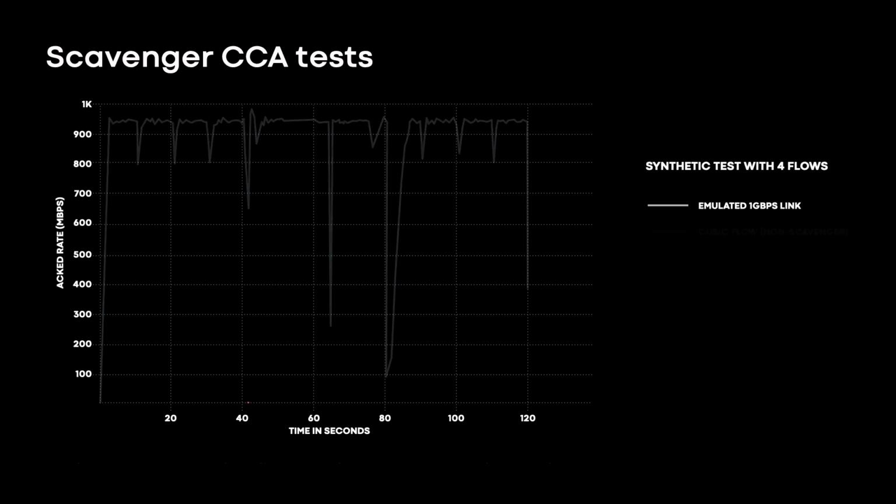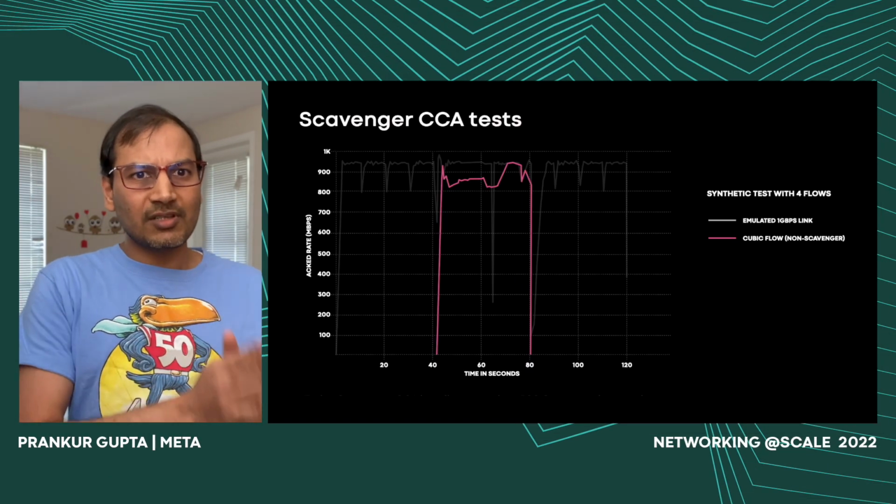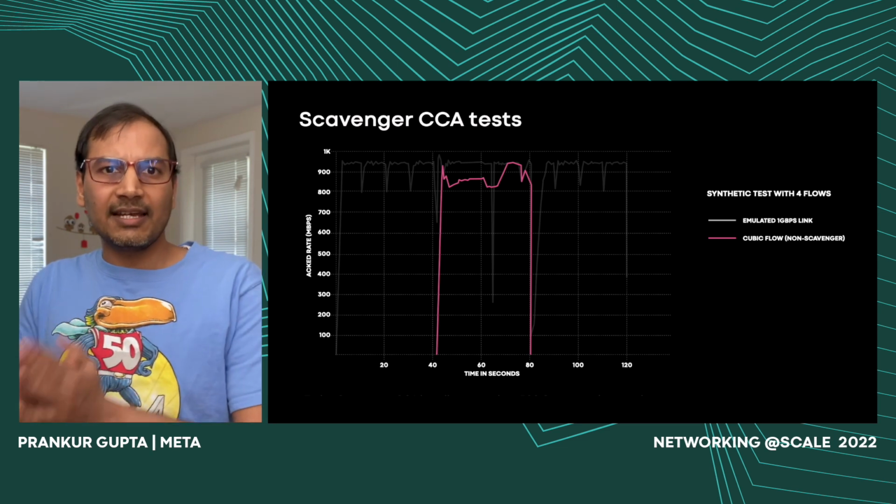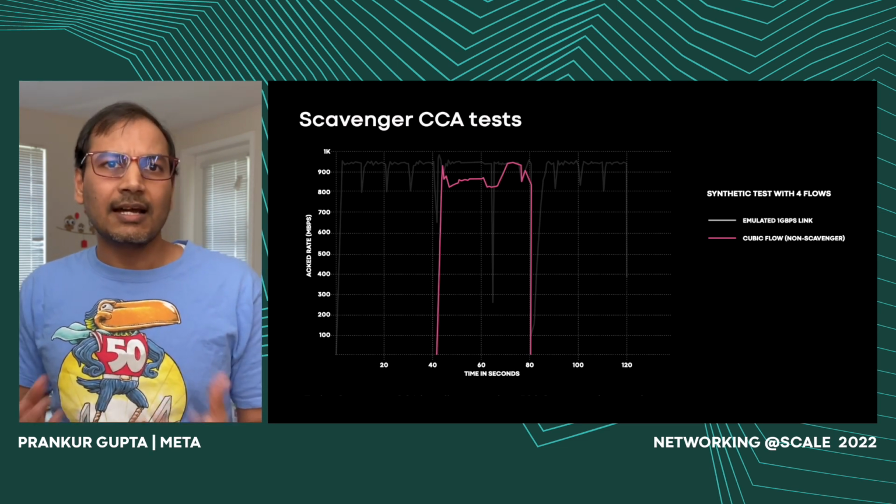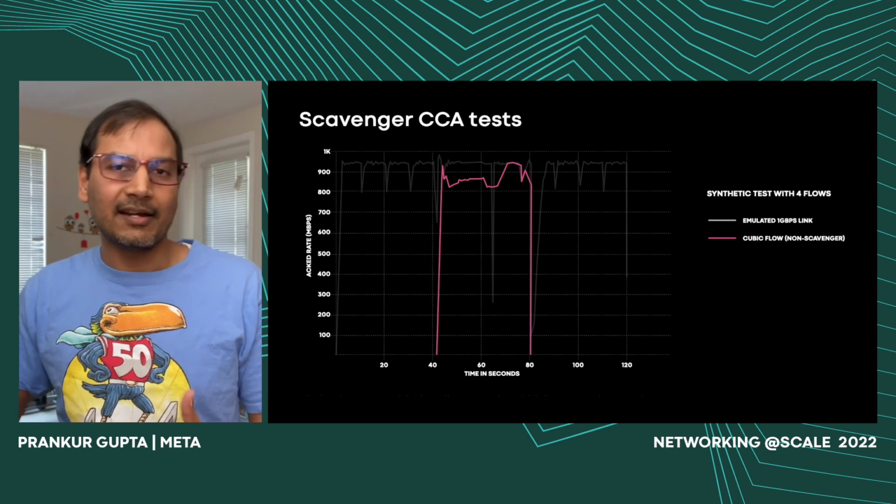At around 40 seconds, we started a non-scavenger Cubic flow, and as soon as it starts, it quickly takes up most of the available bandwidth. As you can see, before the 40-second mark and after the 80-second mark, we have the link underutilized. In fact, it's sitting idle.